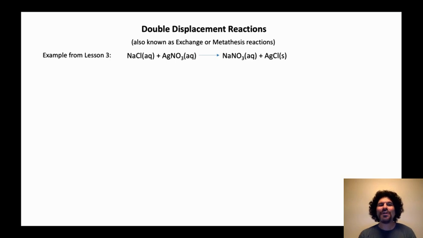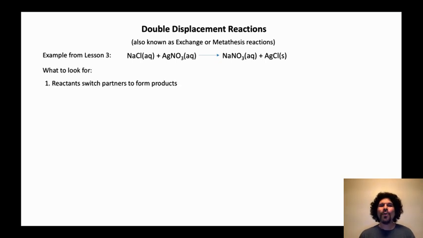So our example of an exchange reaction from lesson 3 was when you had an aqueous solution of sodium chloride reacting with an aqueous solution of silver nitrate. Okay, so that's where we dropped silver nitrate out of a dropper into a beaker containing sodium chloride. And the products of that were an aqueous solution of sodium nitrate and solid silver chloride precipitated out.